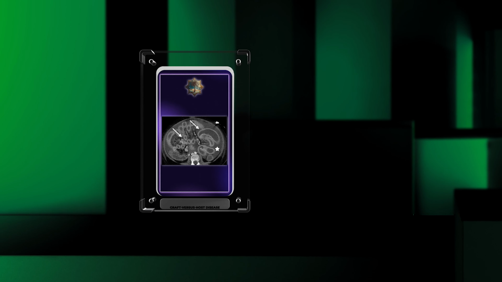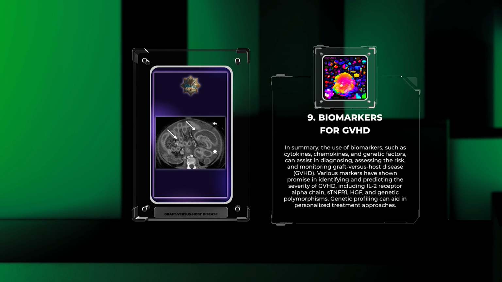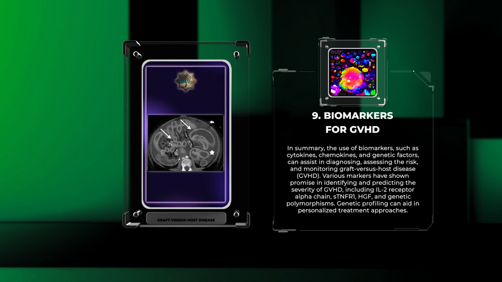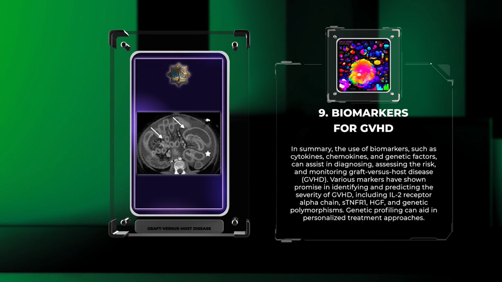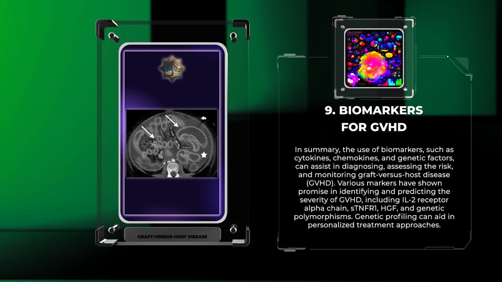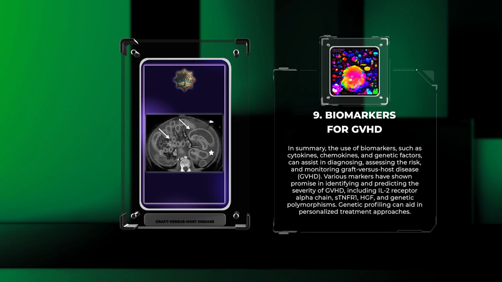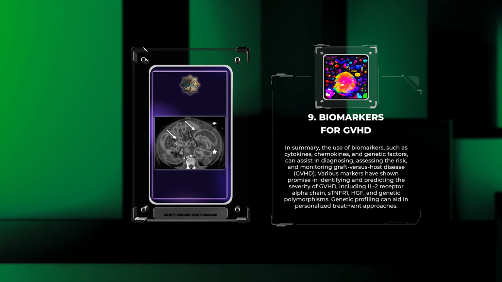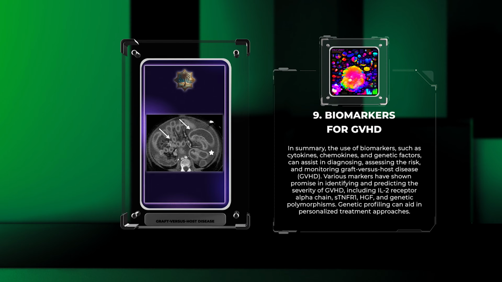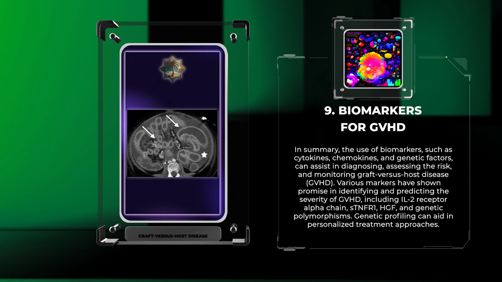In summary, the use of biomarkers, such as cytokines, chemokines, and genetic factors, can assist in diagnosing, assessing the risk, and monitoring graft versus host disease, GVHD. Various markers have shown promise in identifying and predicting the severity of GVHD, including IL-2 receptor alpha chain, STNFR1, HGF, and genetic polymorphisms. Genetic profiling can aid in personalized treatment approaches.